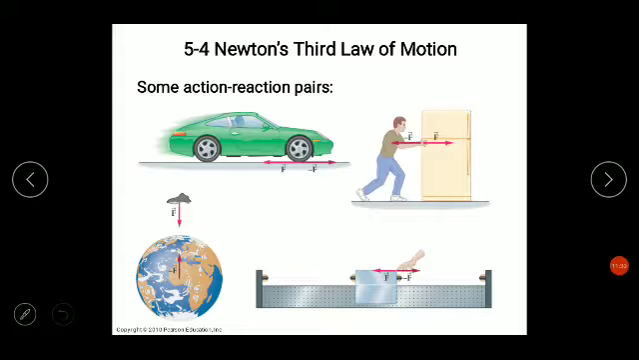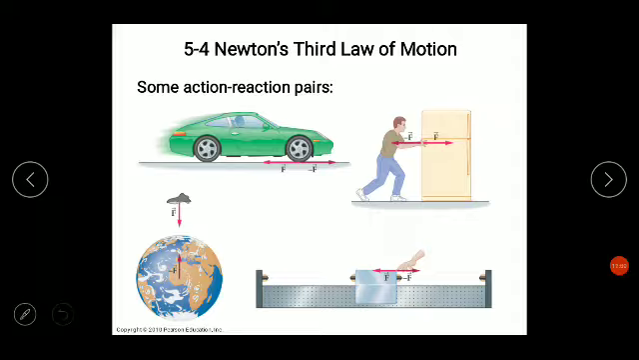Then the person pushing a refrigerator. As the person pushes the refrigerator, the refrigerator pushes back to the person. So you have here the free body diagram. Okay, so that's what we call the action-reaction pairs. And these two occur at the same time. The action and the reaction pairs of forces occur at the same time.